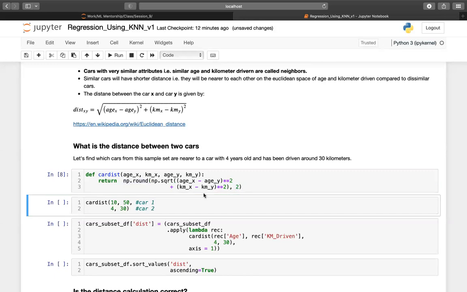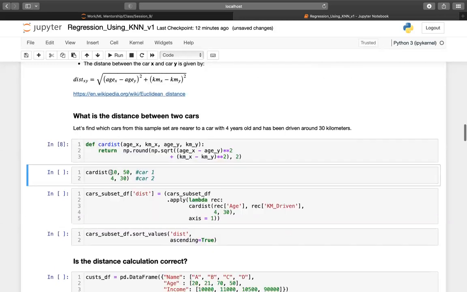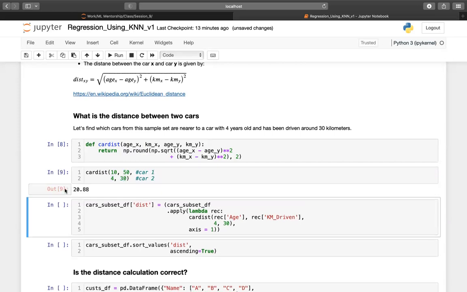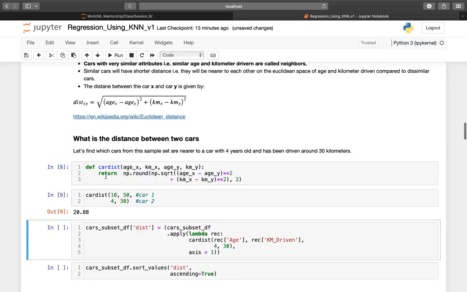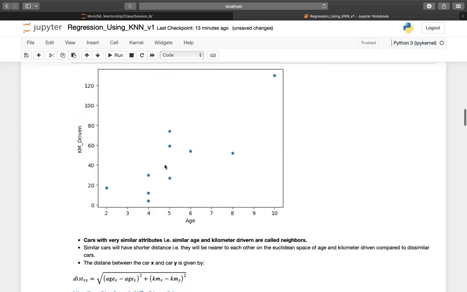Now if I send information about two cars, the car which is 10-year-old and driven for 50,000 kilometers, and another car which is 4-year-old and has been driven for 30,000 kilometers, what would the distance be? It's about 20.88. Similarly, I can calculate the distance between the cars.